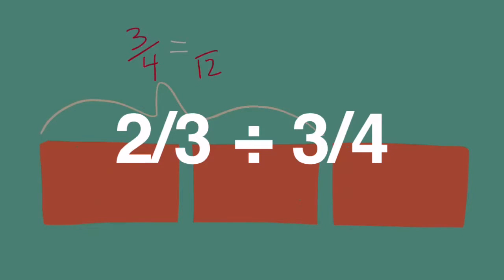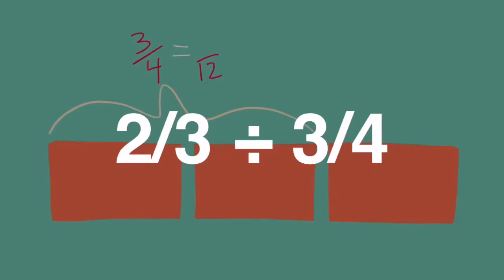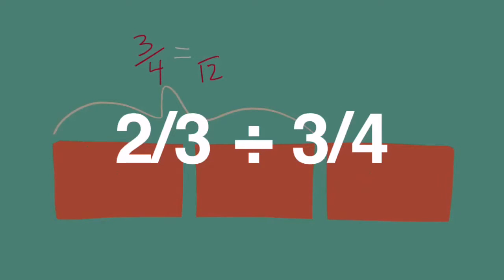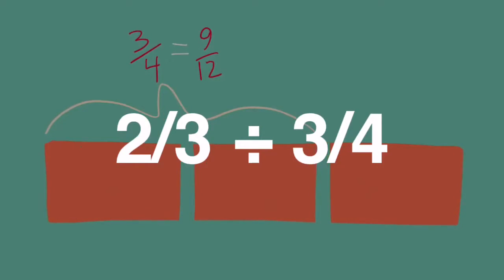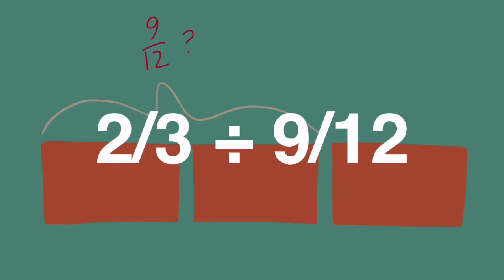Now, because I know that I can't take fourths away from thirds, that's again like taking apples from oranges, I'm going to change my fourths to be something that I can deal with thirds, and that will be 12ths, because I know that 12 and 3 are related. 3 is a factor of 12. And 3/4 is equivalent to 9/12 because 4 times 3 is 12, so 3 times 3 is 9. And my question now becomes, how many 9/12 are there in 2/3?